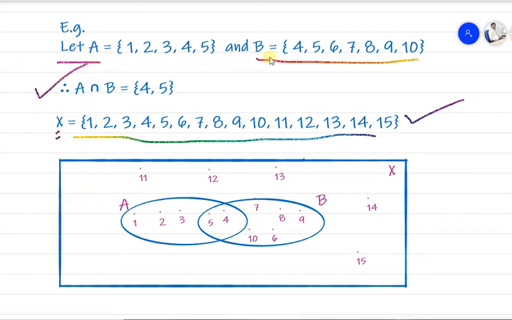So we have to find the set A intersection B, which is equal to only the common elements from set A and set B. So here you see 4 and 5, only these two elements are common in both sets. That is what the intersection of two sets is. So this is the correct answer for the intersection. Getting my point on these two sets?